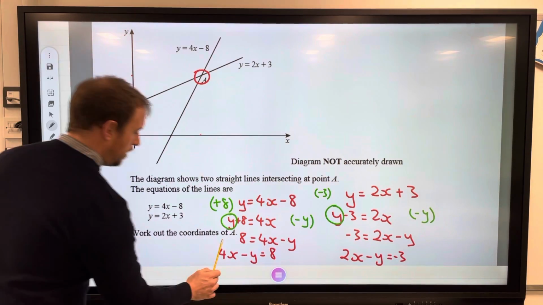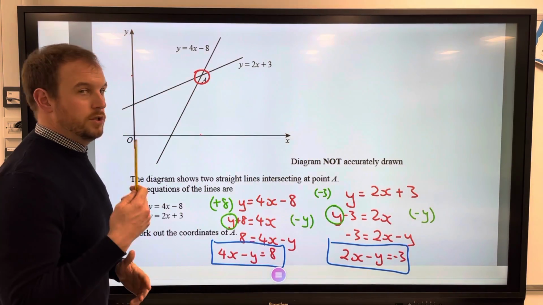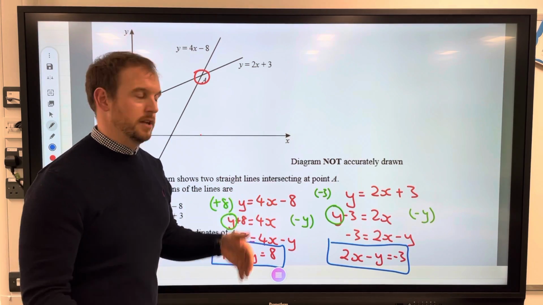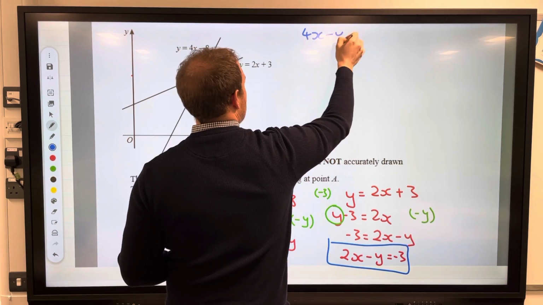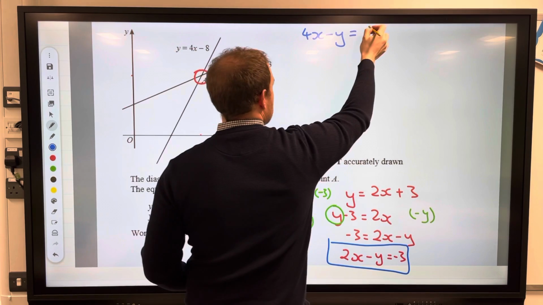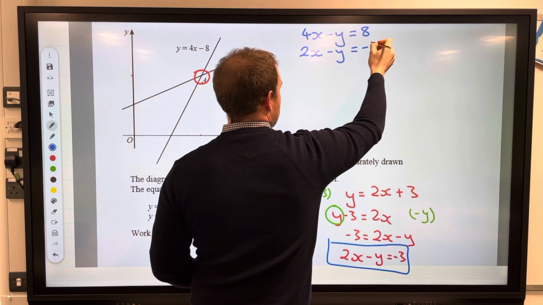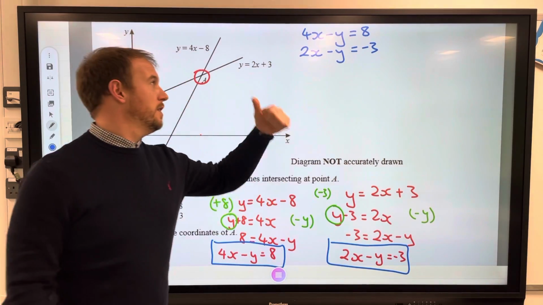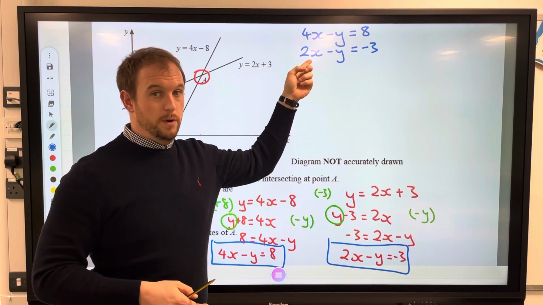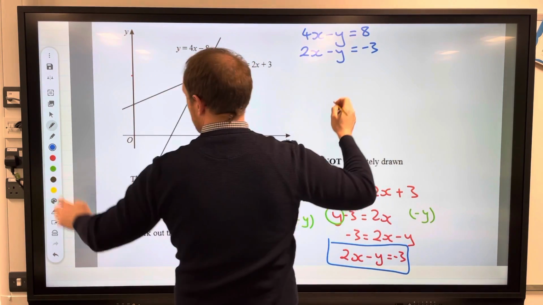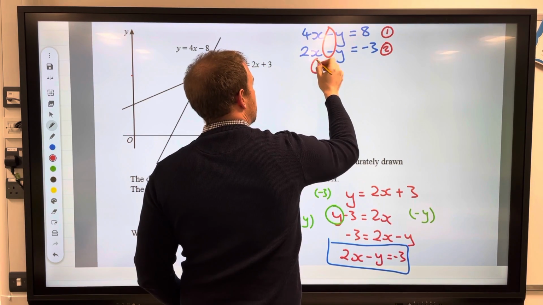Now we've got 2 equations which we can now use to solve as the algebraic method for simultaneous equations. So let's write this up here. So I've got 4x minus y equals 8, and 2x minus y equals minus 3. Now, if you've seen the video for simultaneous equations, or you know how to do them anyway, that looks pretty straightforward. The symbols are the same, so we subtract 1, subtract 2.